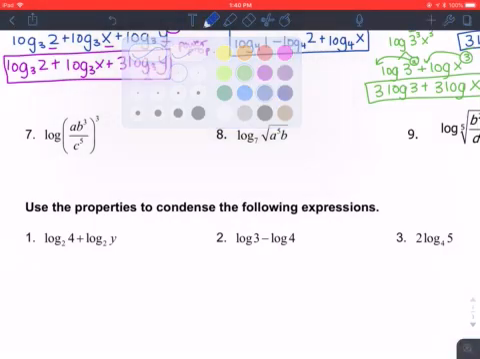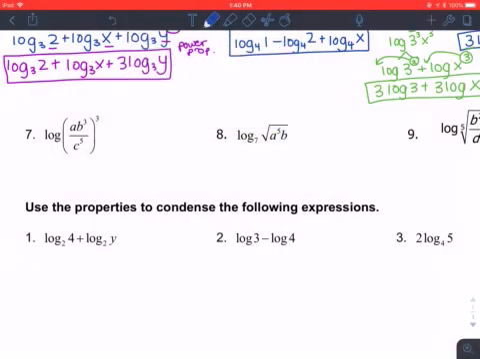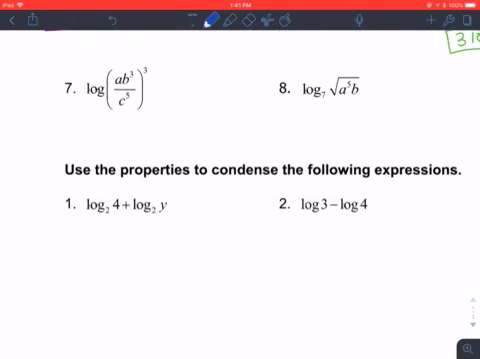And we're now looking at example 7, 8, and 9 and expanding our logs using log properties. These are going to get a little bit more in-depth because we're going to use a few of our properties all in one. Again, there are different ways to do these, so you can do them in different orders. I'm going to choose one way.